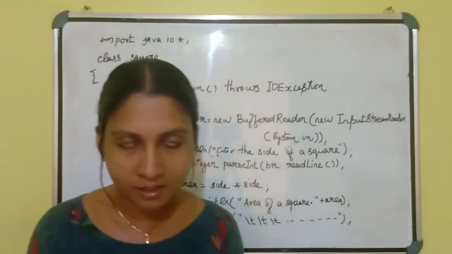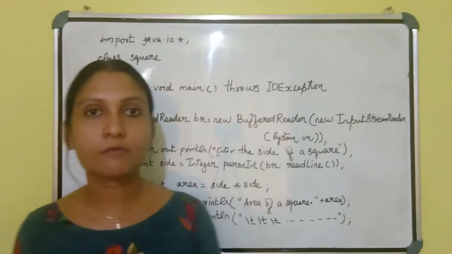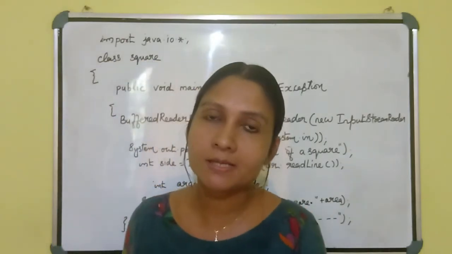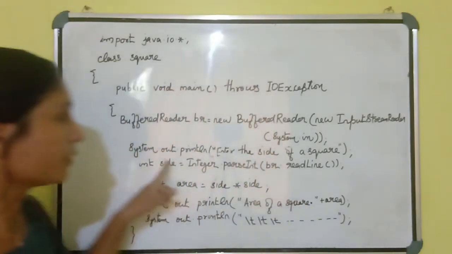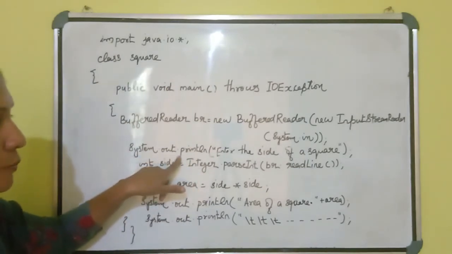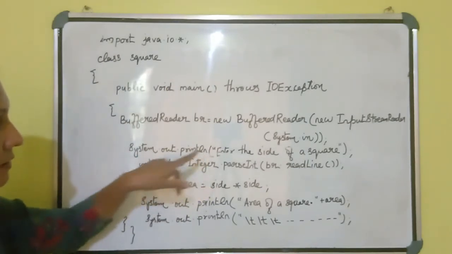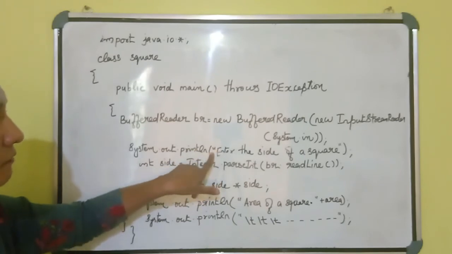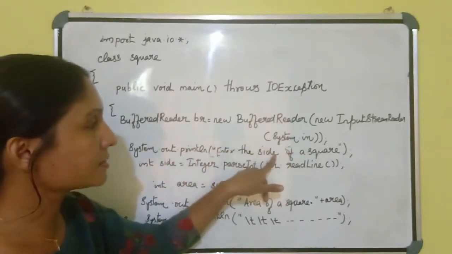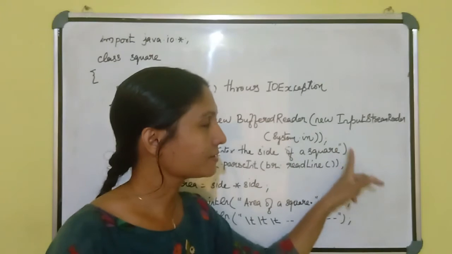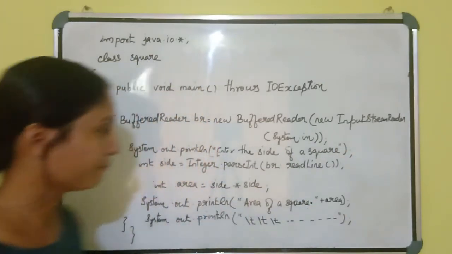How to ask the value of the side from the user. First we will pass a message to the user with the help of the System.out.println statement. This is an output statement. Within the bracket, pass the message in double inverted commas: Enter the side of a square. Close the inverted comma, close the bracket, semicolon. Okay.